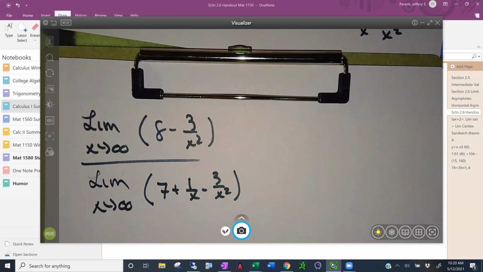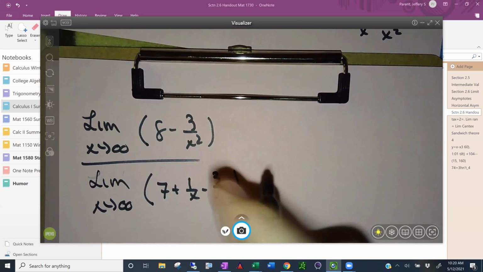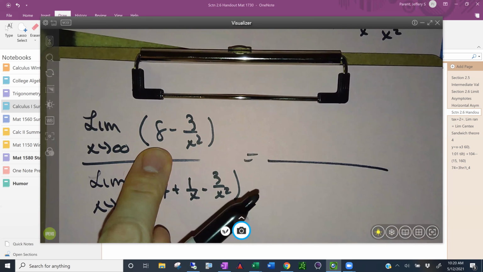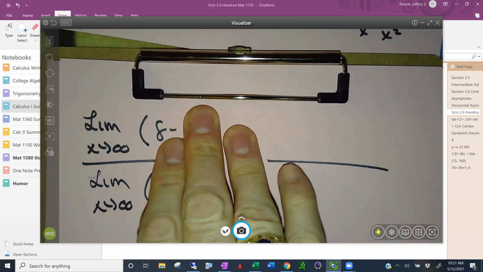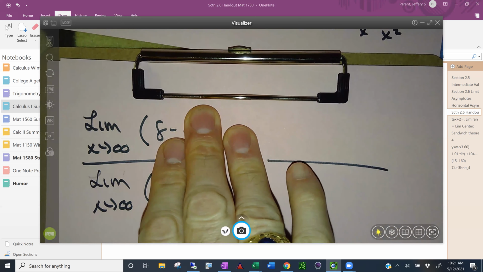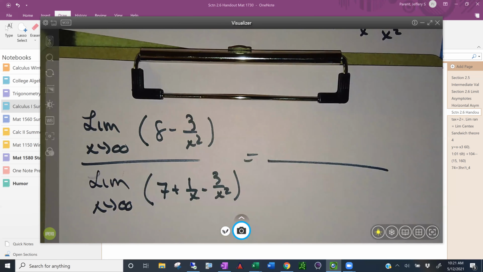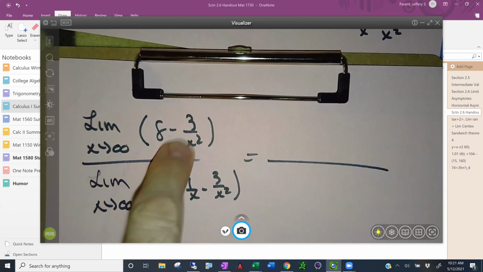And now I can go even further. I can take the limit of this minus the limit of this. Let's do that without writing. Let's just look at that first part. The limit as x approaches infinity of 8. Well, 8 doesn't change. So as x goes to infinity or not, this is still going to be 8.